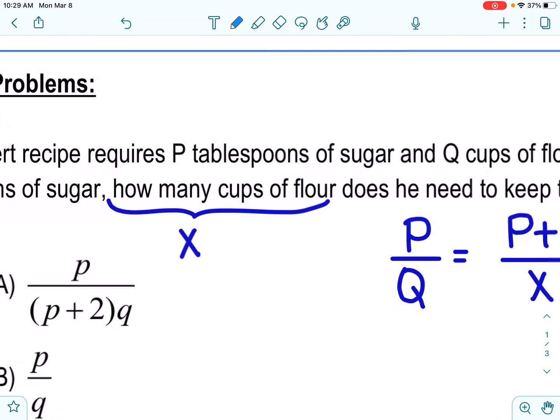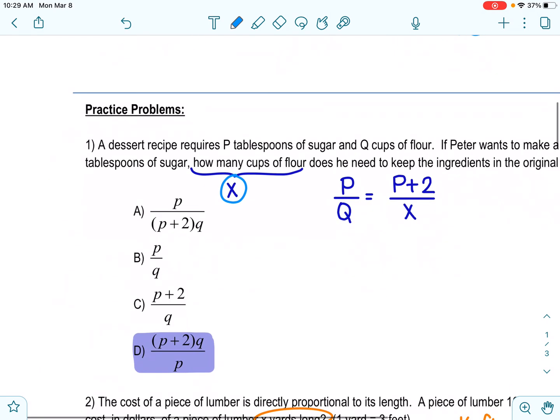Well, the question is how many cups of flour. So I always like to make that my unknown, my X. There's a lot of unknowns here, but look at my answer choices. There's going to be 2 variables in my answer choices anyway. So let's make a ratio here, a proportion.